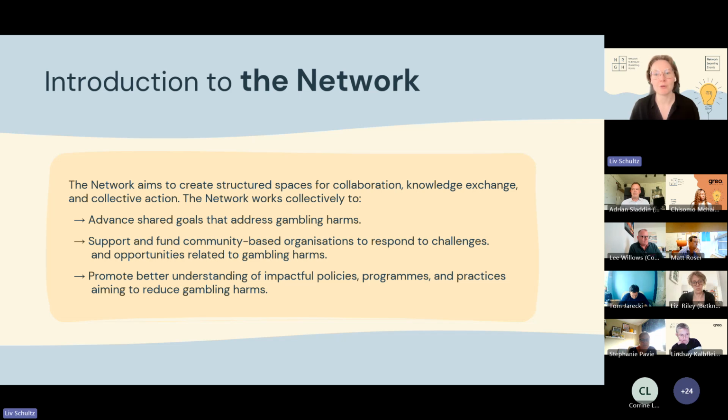It brings together people and organizations from across the sector, in the public sector, third sector, academic sector, all working towards a shared goal of preventing and reducing gambling harms, and lived experience as well. The network creates structured opportunities for collaboration, learning, and collective action. This means that we work together to advance shared priorities to address gambling harms, support and fund community-based organizations responding to local needs and priorities, and build a stronger understanding of what works across policy, programs, and practices.